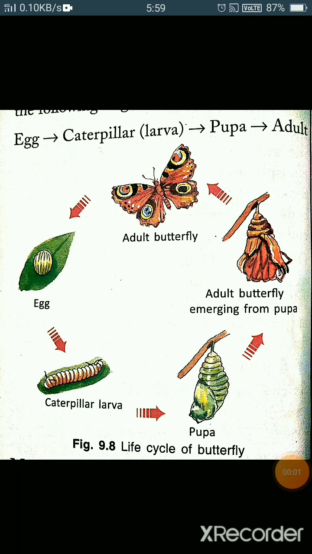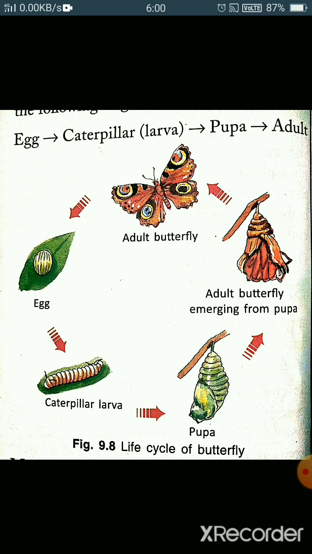Now life cycle of butterfly. Butterflies lay their eggs on a leaf, and the egg will hatch into a worm-like structure that is called caterpillar. The caterpillar eats the leaf vigorously and grows. The fully grown caterpillar hangs with its head down on the branch of a tree, and it secretes a protective case called cocoon around itself and changes into pupa. The pupa doesn't move and feed.